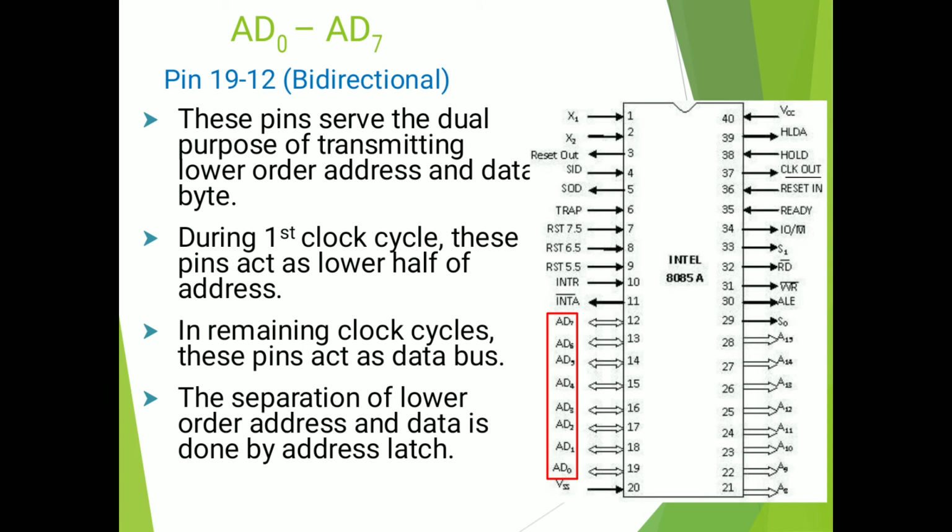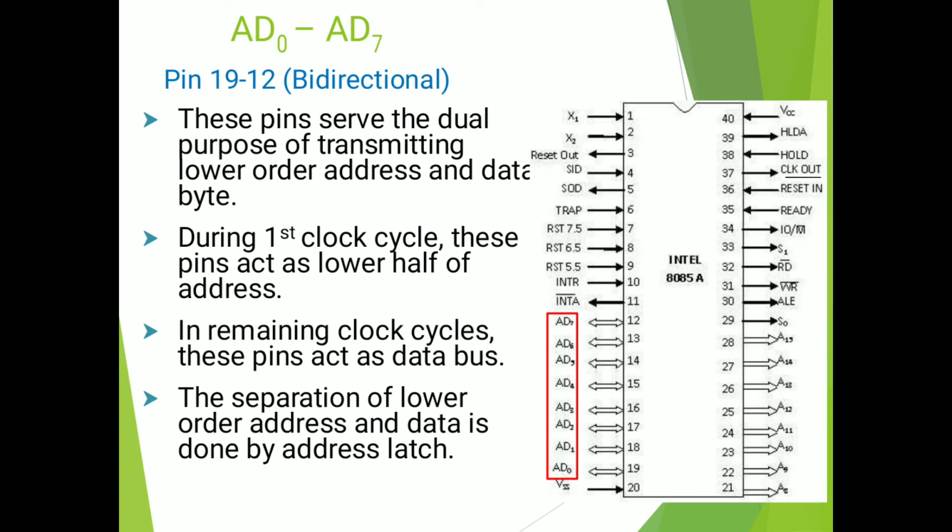Pin number 19 to 12, AD0 to AD7. This is bidirectional. This pin serves the dual purpose of transmitting the lower order address and the data byte. During the first clock cycle, this pin acts as the lower half of the address. In the remaining clock cycles, this pin acts as the data bus. The separation of lower order address and data is done by the address latch. These are the multiplexed address and data lines.